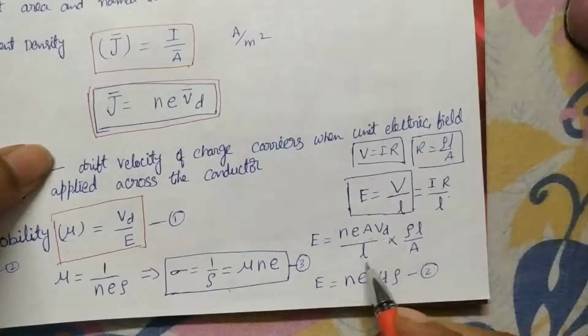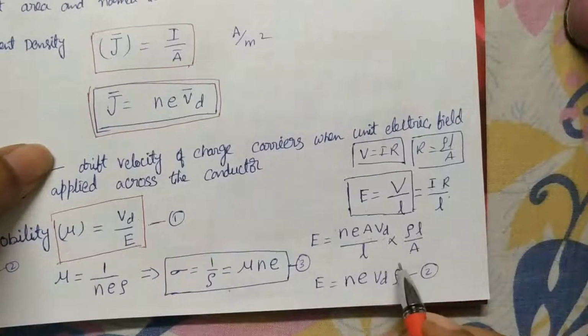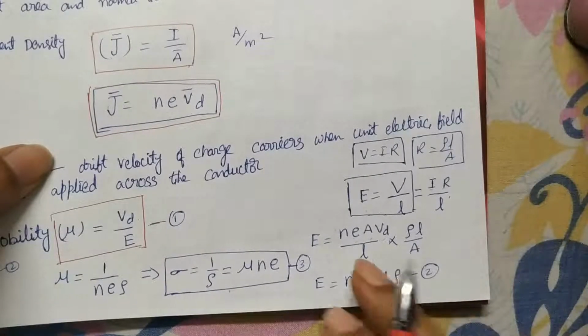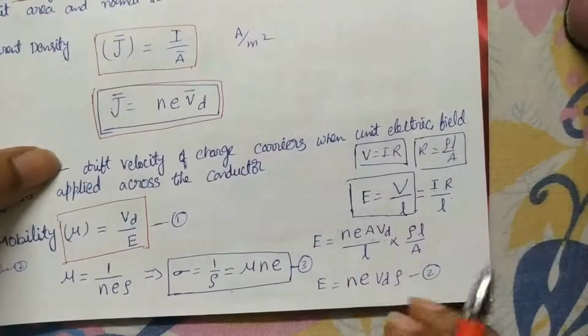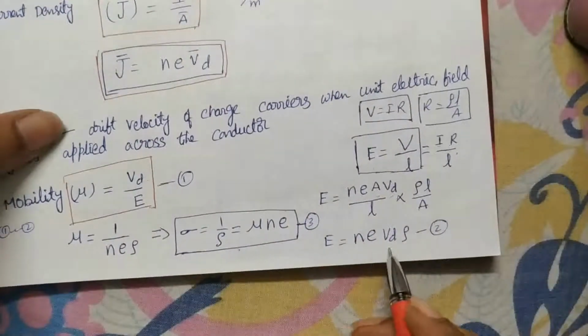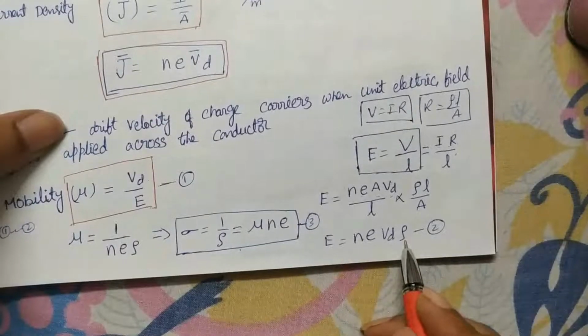Here L and A get cancelled, numerator and denominator. What do you get? nevd we get. That is, field intensity E is equal to, you can write like this, nevd into rho, resistivity.